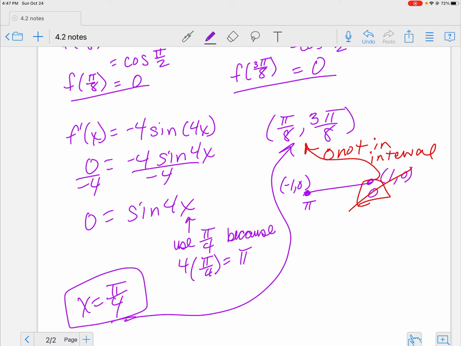Not bad, right? Yeah. So just look at those values. You know I love throwing some trig in there. I want to keep it fresh for you. All right. Good job, guys.